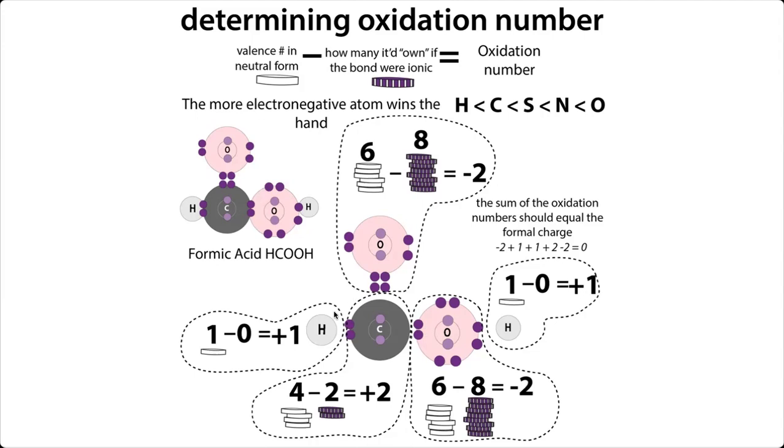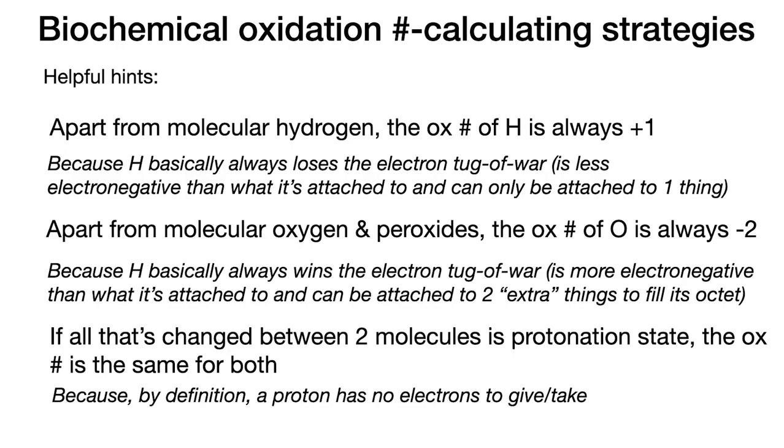For the hydrogen, we are going to basically be losing our electron to the carbon. And so if we're losing an electron, that's going to be a +1. So you might realize that apart from the molecular hydrogen, the oxidation number of hydrogen is always going to be +1 because it's basically always going to lose that tug of war. For oxygen, well, it almost always wins. And so you're always going to have that oxygen have a -2.